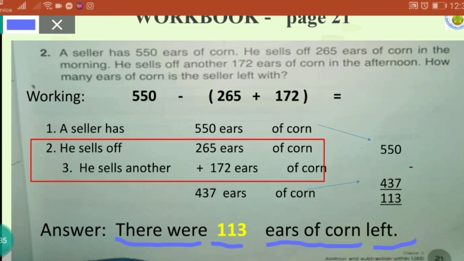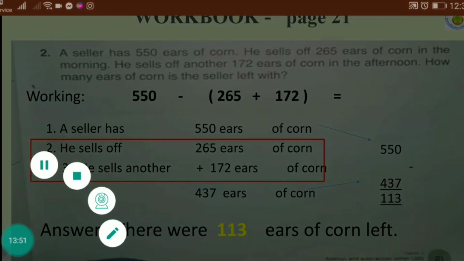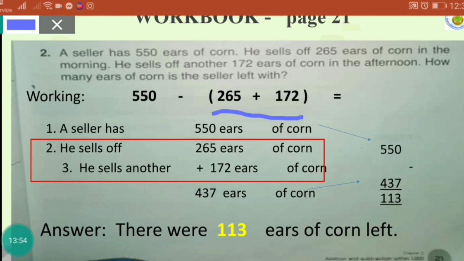So, that is our word problems. That is how you solve the word problems on combined operations. Again, don't forget our 2 steps. Step number 1, answer first the numbers inside the parentheses. And then you're going to solve if it's sum or difference.